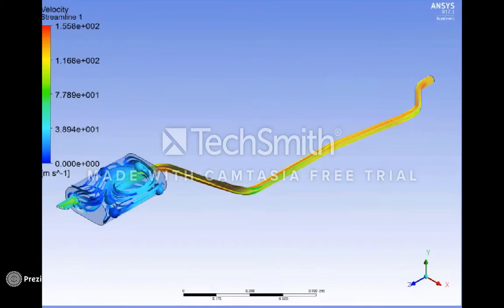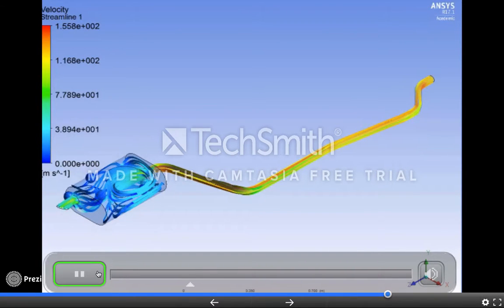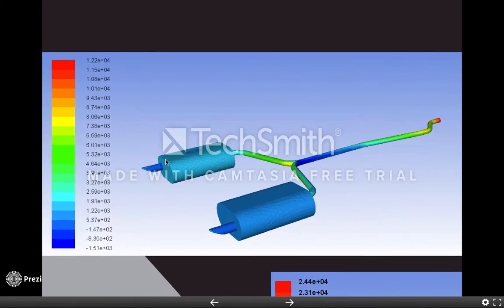I also decided to model some velocity streamlines. We'll go through here and play this real quick. Won't do the whole thing, 5 minutes isn't a ton of time. But one thing I was able to learn from this was that if you look within the plenum here, the exhaust doesn't have a ton of time to slow down and also cool down.